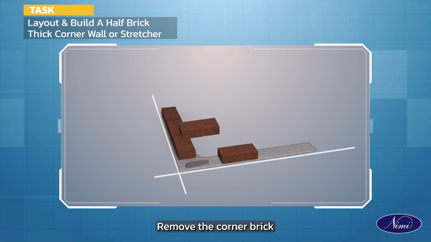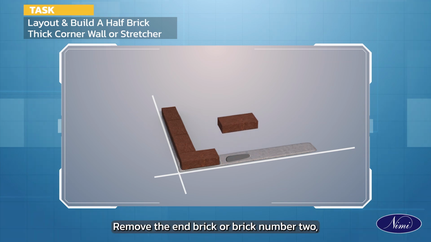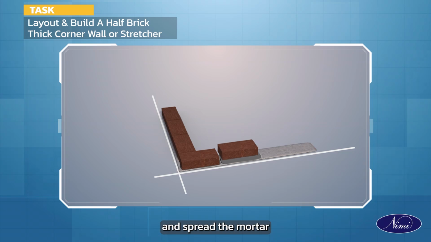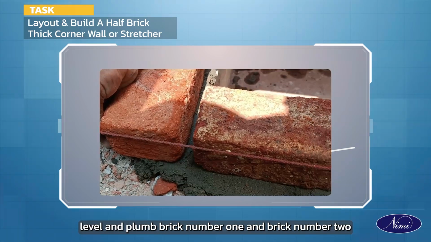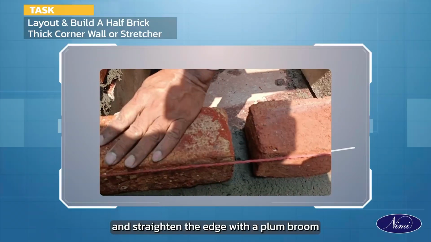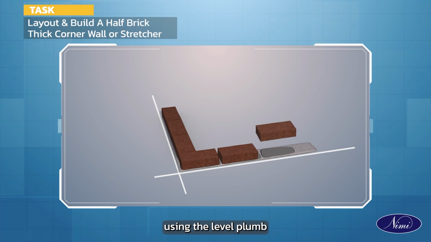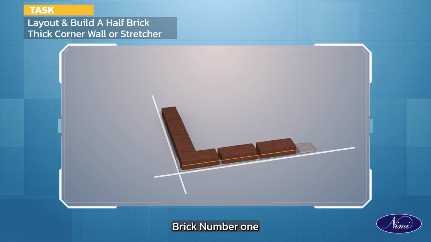Remove the corner brick or brick number 1. Spread the mortar and relay without moving the bricks in between. Remove the end brick or brick number 2 and spread the mortar. Level and plumb brick number 1 and brick number 2 and straighten the edge with a plumb rule. Lay brick number 3 using a level and plumb and straighten the edge with brick number 1.